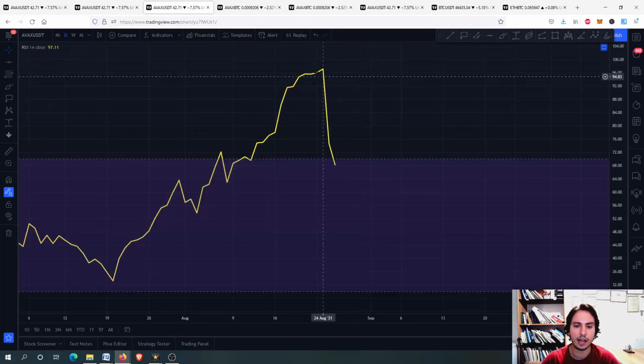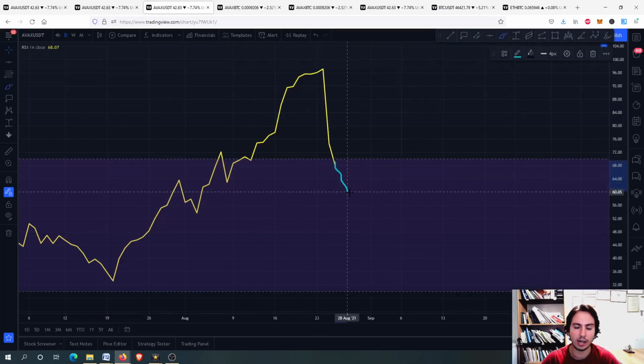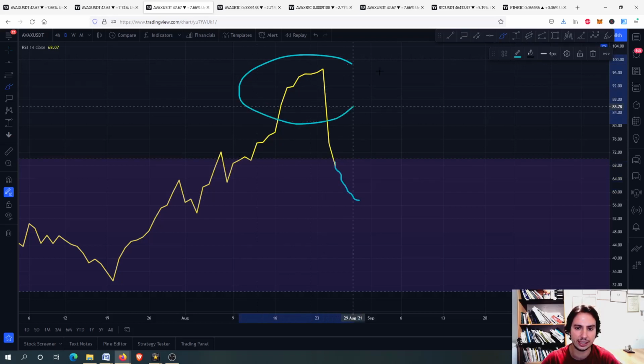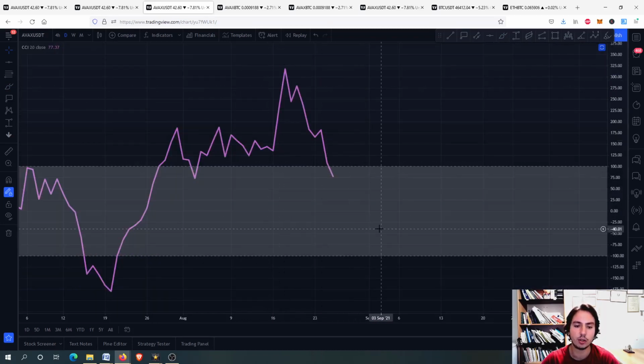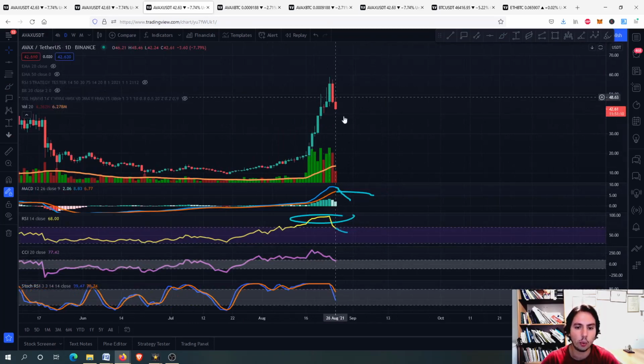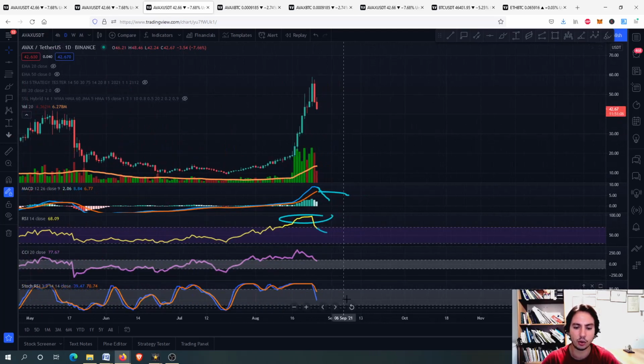On the daily frame, it was normal to correct a little bit till the moment that we go a little bit beyond the 70, because you can see the RSI even went near the 100. Huge pump up right there for AVAX. The same for the commodity channel index. So correcting a little bit is healthy. All right, correcting is healthy for now.